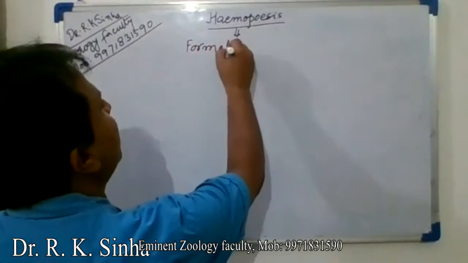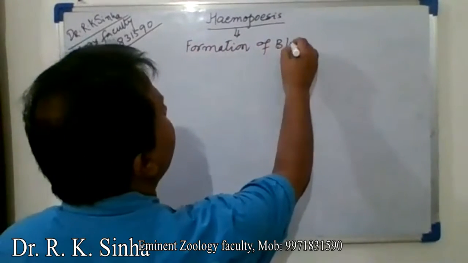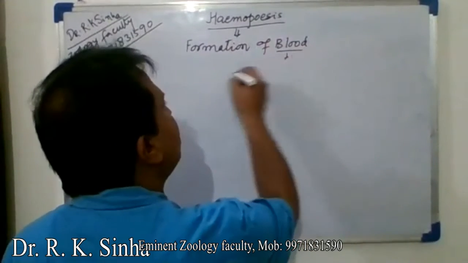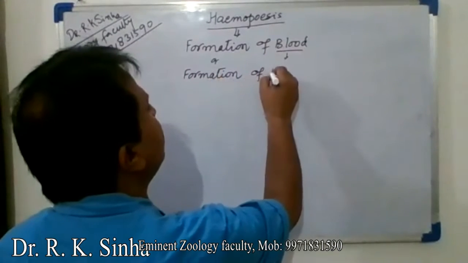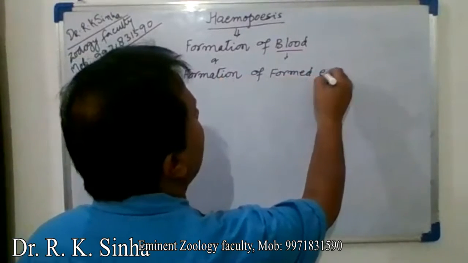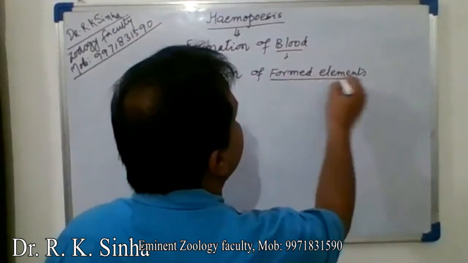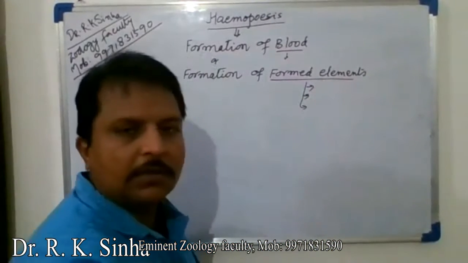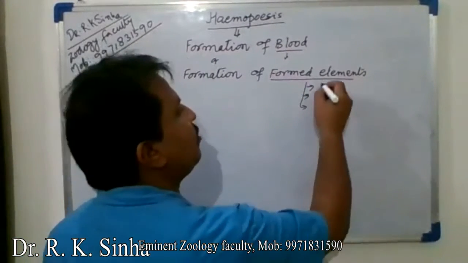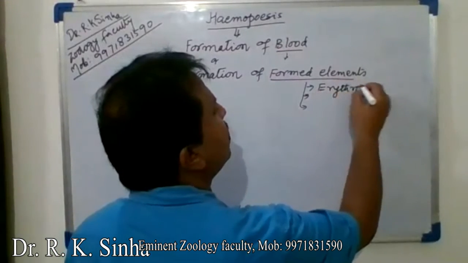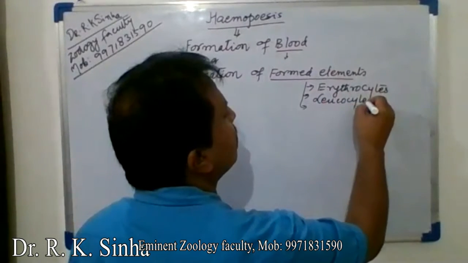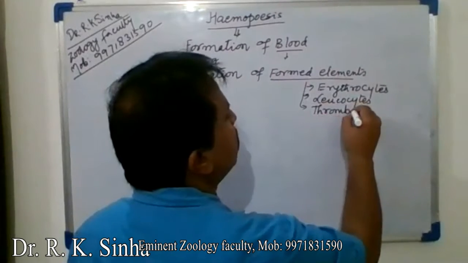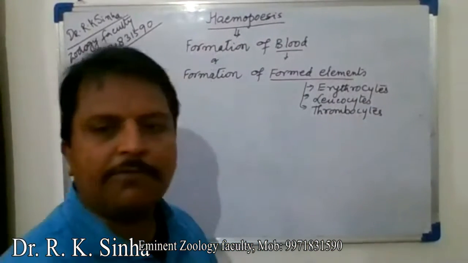this is formation of blood, or you can say formation of formed elements. Formed elements means RBC, WBC, and blood platelets. Means erythrocytes, leukocytes, and thrombocytes. These three are formed elements.